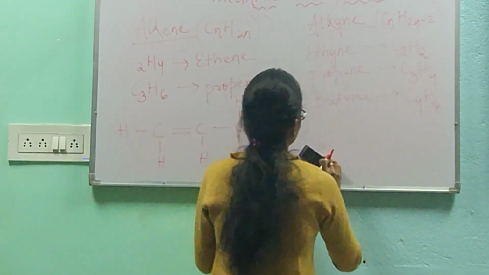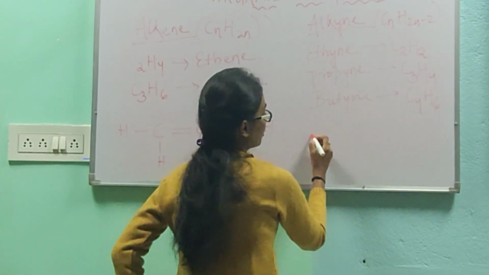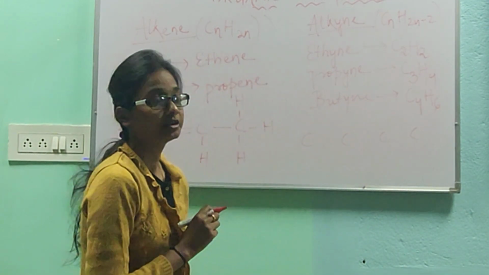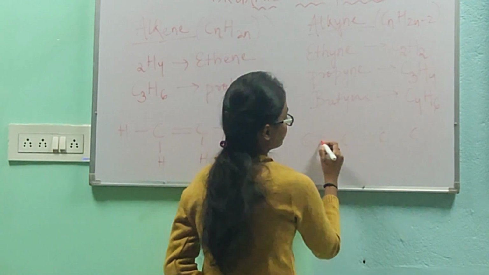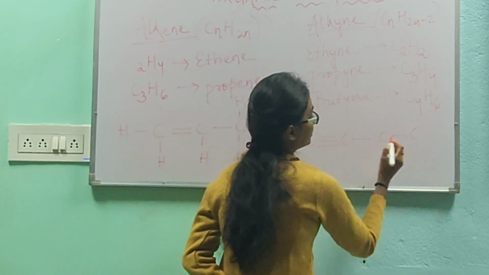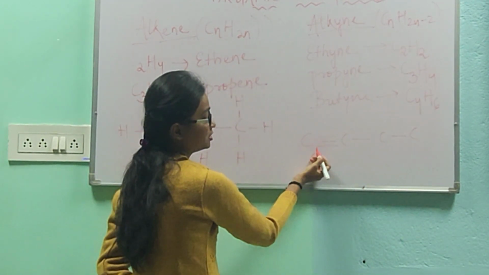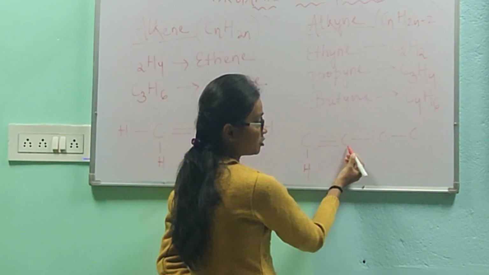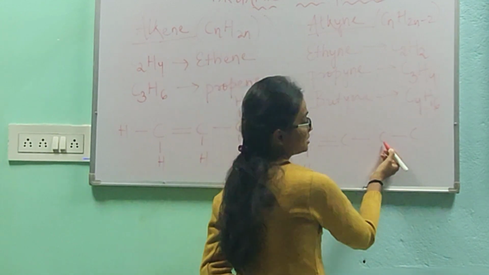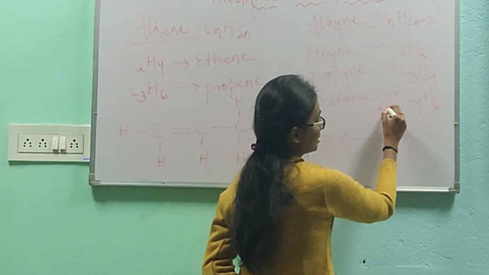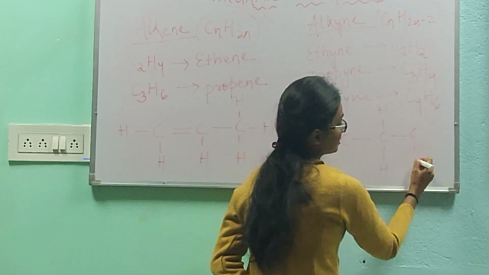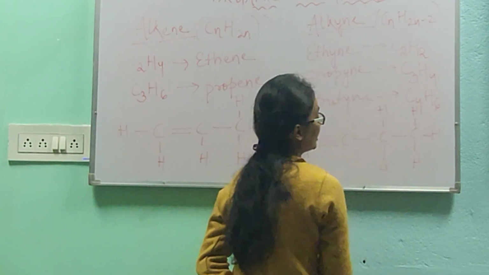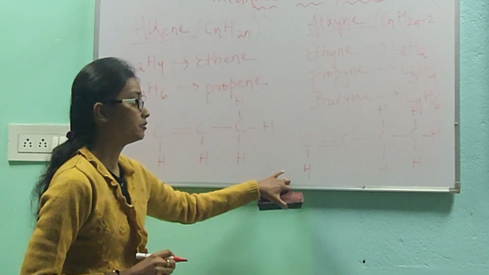Coming to the structure of butyne, where but means 4 carbons, and between any 2 carbons there will be a triple bond. The others will be single bonds. This carbon has 3 bonds and 1 bond it will make with hydrogen. This carbon already has 4 bonds. This carbon has 2 bonds, the rest 2 will be with hydrogen. And the last carbon will have 3 bonds with hydrogen. So this is the structure of butyne.